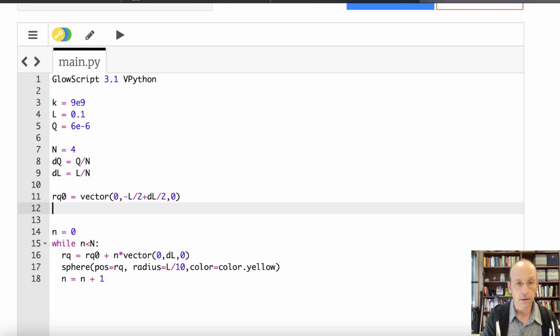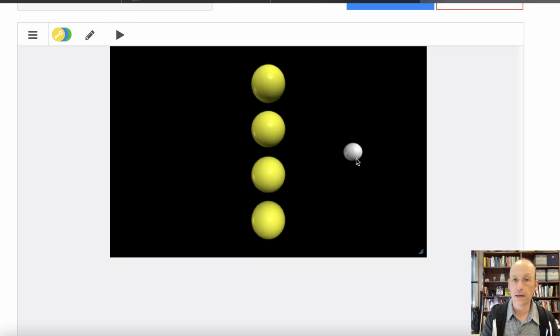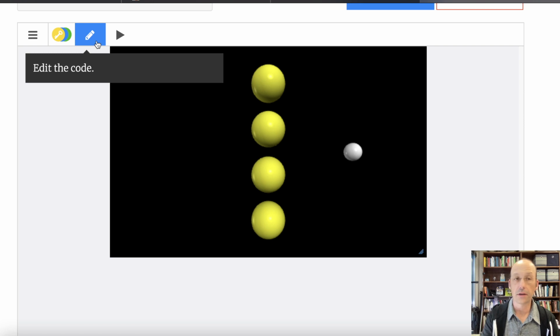Now let's put a point for the observation location up here. Let's say RO equals vector 0, 0.05, so 5 centimeters away. No, that's wrong. That's on the x-axis, not the y. Okay. And now let's put a ball there just so we can see it. ROS for the sphere. Position is going to be RO. Radius is going to be equal to L divided by 20. I want to make it a little bit smaller. Let's run that. Okay, so there's my observation location. There's my charges. I think we're good to go.